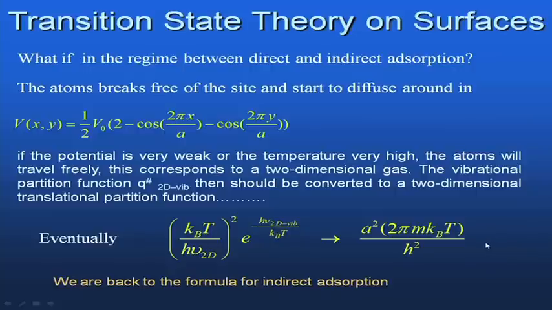Okay. So, what we get out of this is that we are back to the formula for indirect adsorption. Okay. So, when we are in the regime between direct and indirect adsorption, the situation is such that your potential is very weak. The potential function, the force which binds your atom onto the surface, is weak. That is the force with which it is attracting towards the surface is weak.